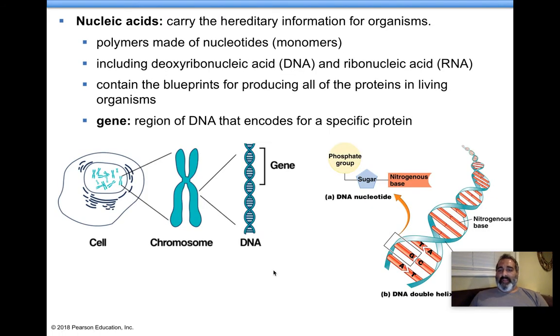Nucleic acids, the second group of macromolecules that we need to talk about. Well, these guys are our DNA and our RNA. This is our hereditary information. What are they made out of? They're made of these things called nucleotides. So the monomers or the building blocks of nucleic acids are nucleotides.